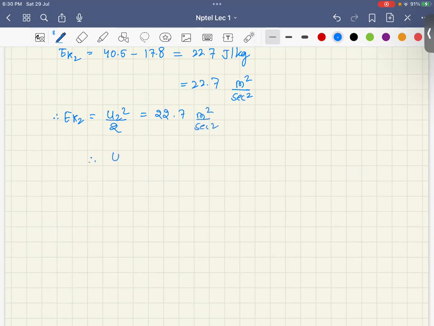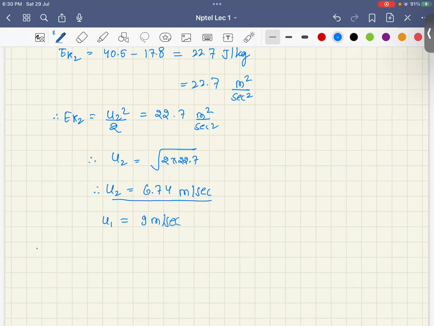Hence, when we take U2, we get it as 2 into 22.7. Therefore, U2 comes out to be 6.75 meter per second, right? And we already know that U1 is nothing but 9 meter per second. Therefore, change in U is nothing but mod of U2 minus U1, this is mod 6.74 minus 9, which is nothing but 2.26 meter per second. Change in speed.